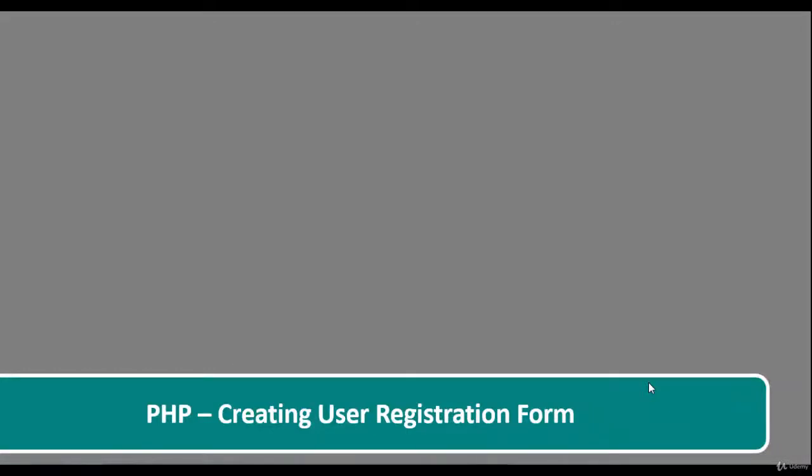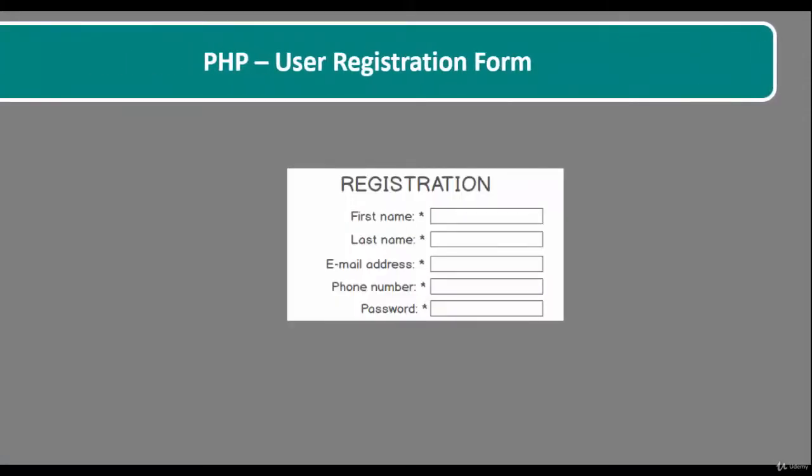Welcome to Programming Knowledge. And in today's lecture, we're going to talk about how to create a user registration form using pure PHP. So this is a 5-video series, and in this course, we'll learn how to create this particular registration. So we have the first name, last name, email address, and phone number, and of course the last one, password.